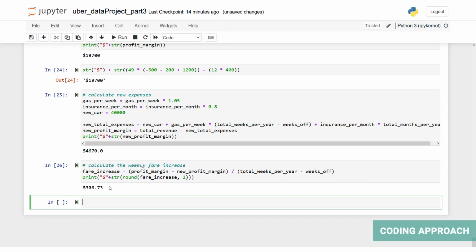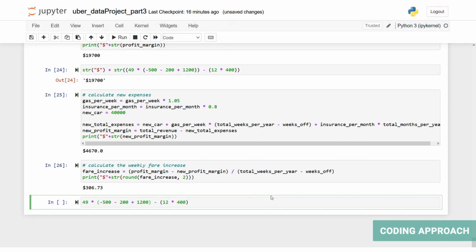$306.73, which means that our driver increases their fare to $306.73 per week so that they can buy a car in year 1 and maintain the same profit margin. Alright, if you wanted to write it in one line without any of these variables, you can just calculate with the numbers itself, and that would look like this.